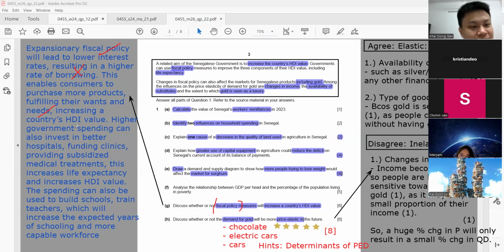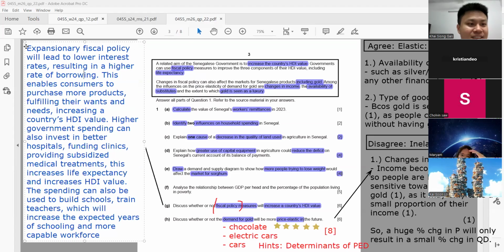Later I help you. Higher government spending can also, this is correct already. It's correct already. Okay. Very good. The spending also in build school, train teachers. Okay, good. Hey, but this is too lengthy. I only did this to agree. I still don't have disagree. Not enough place to paste already. So never mind, I help you.